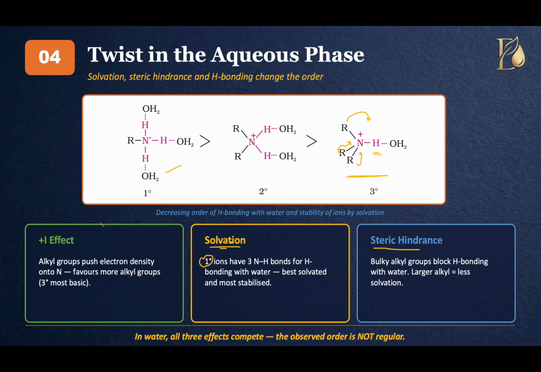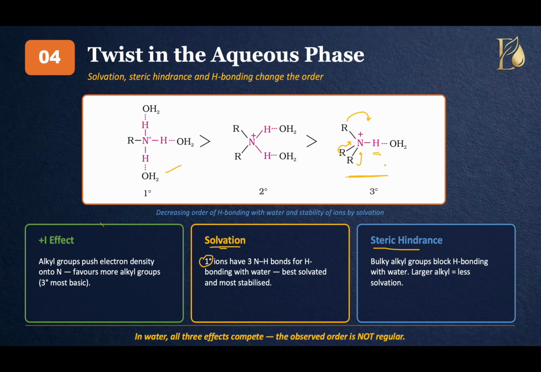Secondary ammonium ions have only 2 hydrogen bonds, so the degree of hydrogen bonding is slightly less. Tertiary ammonium ions have only 1 N-H bond and bulky alkyl groups surrounding the nitrogen atom. There are 3 alkyl groups present surrounding the nitrogen atom. So hydrogen bonding with water becomes very ineffective in tertiary amines.